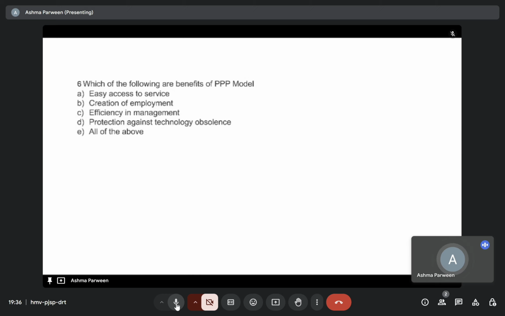So the question is, which of the following are benefits of the PPE model? First is easy access to service, then creation of employment, efficiency in management, protection against technology obsolescence, or E, all of the above. So again, I'll give you 2 minutes. Just take your time, write the option in the chat box, and then we will discuss.